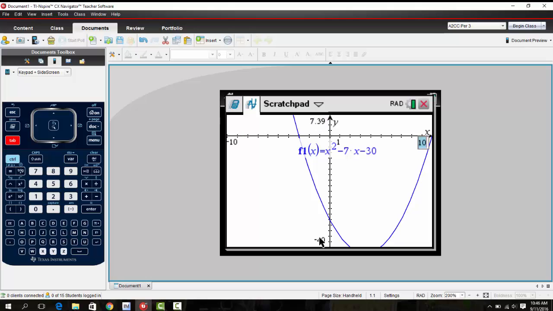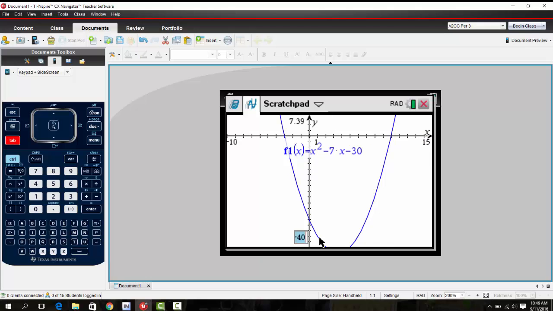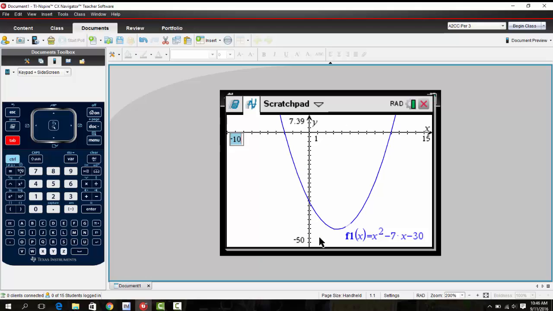So that negative 40 wasn't quite enough. And I'm going to change my positive x to positive 15 instead of 10 to see more of that. And maybe my negative y value should be negative 50. And that's good. I can now see all of my graph, or enough of my graph to see all the features. So I push enter to keep that window.